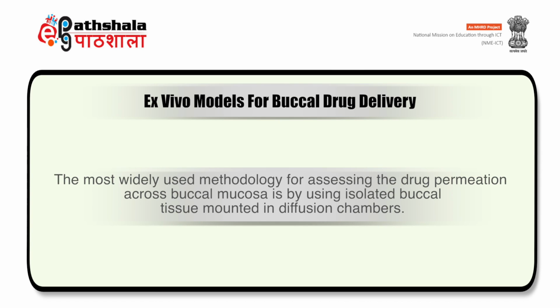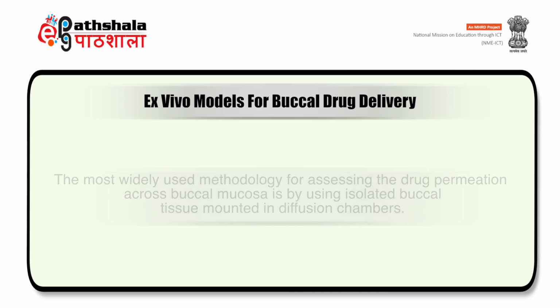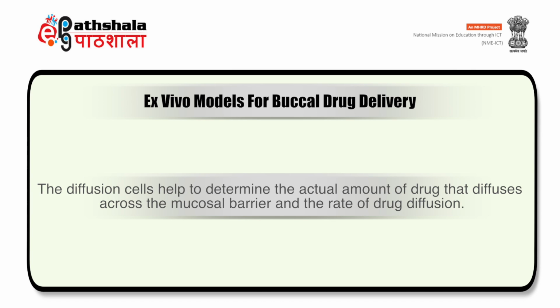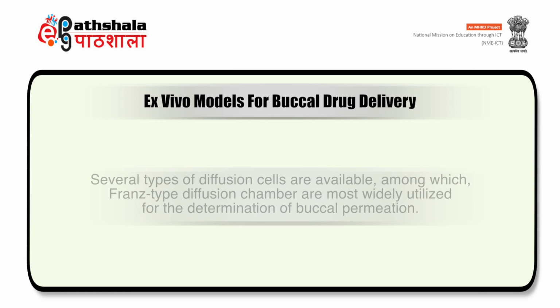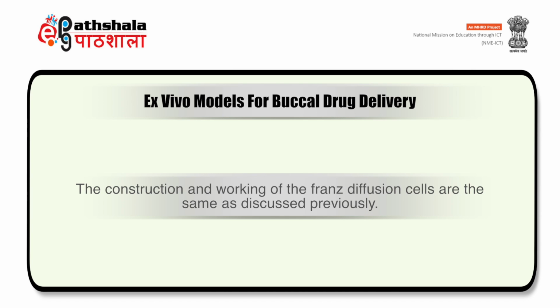The most widely used methodology for assessing drug permeation across buccal mucosa is by using isolated buccal tissue mounted in diffusion chambers. The diffusion cells help to determine the actual amount of drug that diffuses across the mucosal barrier and the rate of drug diffusion. Several types of diffusion cells are available, among which Franz type diffusion chambers are the most widely utilized for the determination of buccal permeation. The construction and working of the Franz diffusion cells are the same as discussed previously.